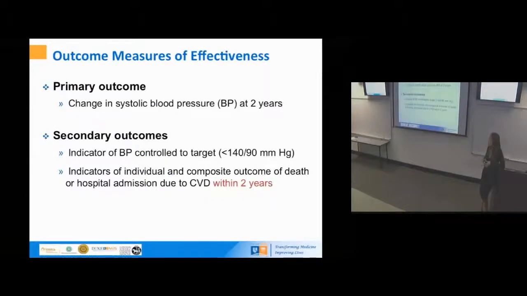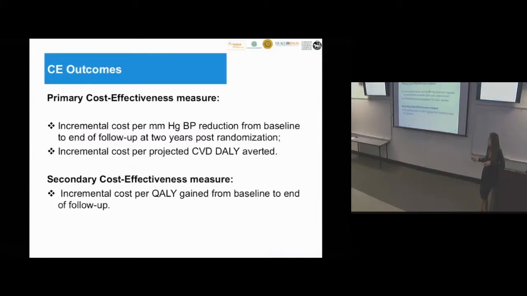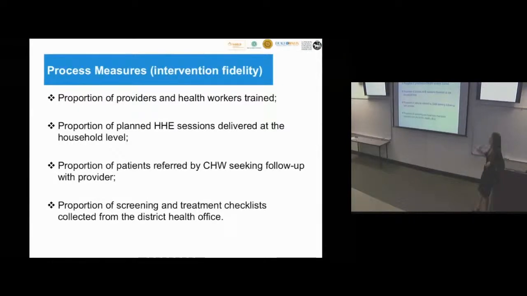Primary outcome is change in systolic blood pressure at 2 years. Secondary outcomes include BP control to target, and an individual and composite outcome of death or hospitalization due to cardiovascular disease within 2 years. We will do a primary cost effectiveness measure, the incremental cost of blood pressure reduction from baseline to end of follow-up, and the incremental cost of projected CVD deaths averted. And then a secondary cost effectiveness measure is the incremental cost of quality gain from baseline to end of follow-up. And then we have the fidelity measures.